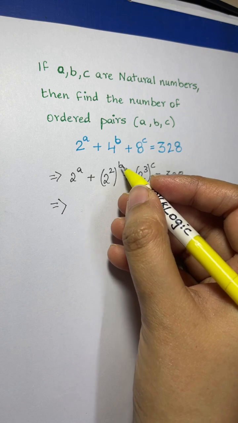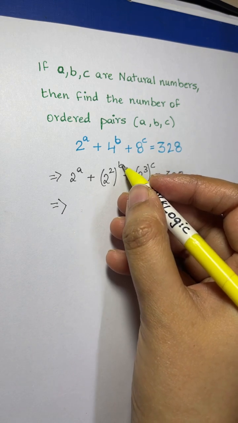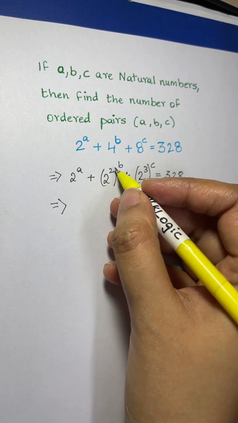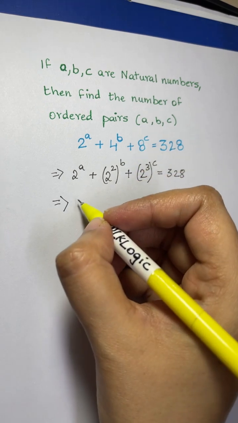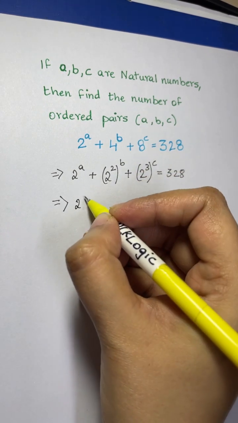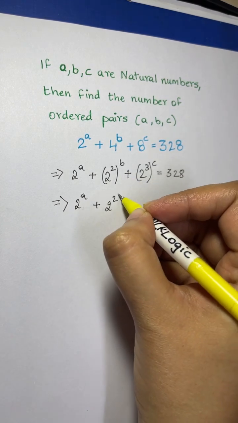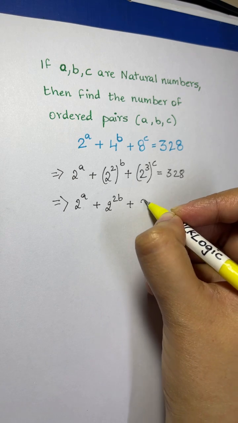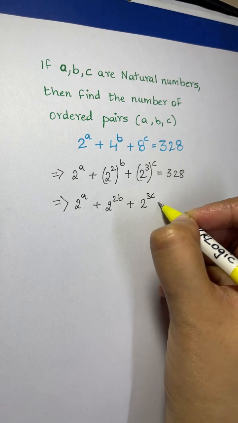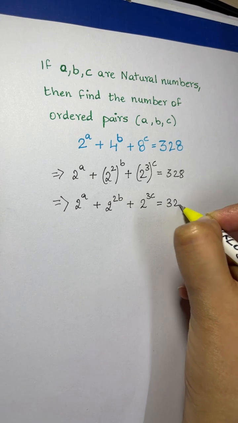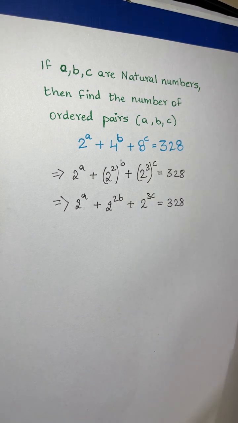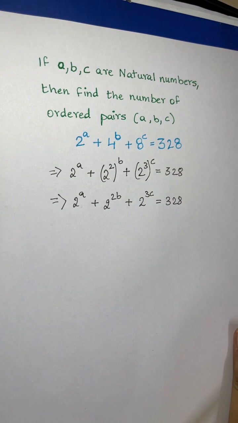Now what can be the next step we can do here? As you can see, you have a to the power of m, whole to the power of n, which is equal to a to the power of mn. You multiply the powers. So we have 2 to the power of a plus 2 to the power of 2b plus 2 raised to 3c is equal to 328. Now what can be the next step?